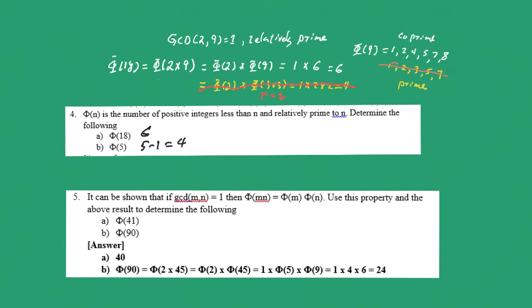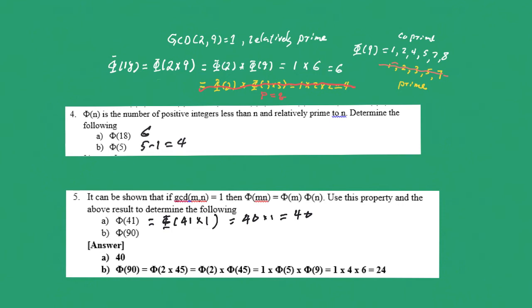Now, let's look at one more example. It is shown that if the GCD of m and n equals 1, which means co-prime, then you have this. Now let's look at 41. How do you break that into 2? You make it a multiplication of 2 co-prime numbers: 41 times 1. Their GCD is nothing but 1. 41 is a prime number, so it's 40, and times 1, you get 40. So actually the answer is right here.